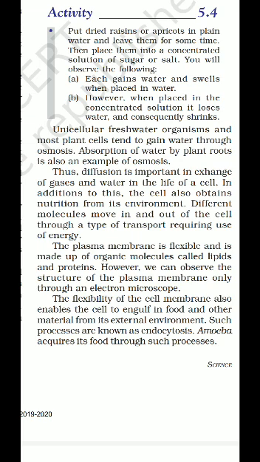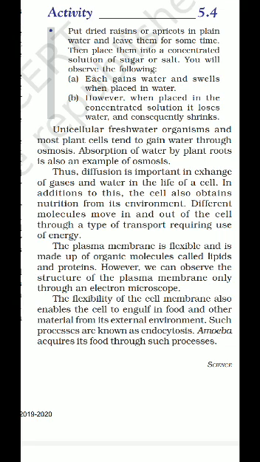Unicellular freshwater organisms and most plant cells tend to gain water through osmosis, from higher concentration to lower concentration. Absorption of water by plant roots is also an example of osmosis. Diffusion is important in the exchange of gases and water in the life of a cell. So children, osmosis is a type of diffusion where there is movement of water molecules.